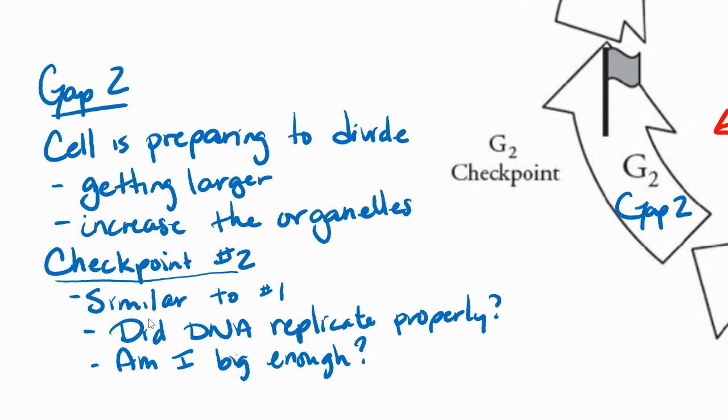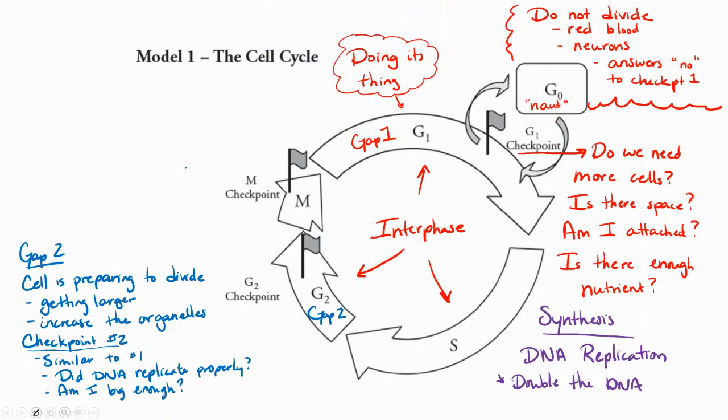So if the answer to these questions is no, if it's a DNA replication thing, that's pretty bad. We're going to have to probably end that cell. If it's a size issue, then we just give it a little bit more time. So it kind of depends upon the seriousness of the questions. Then if the answer to those is no, the cell can go to G0 or apoptosis, which basically is cell death.